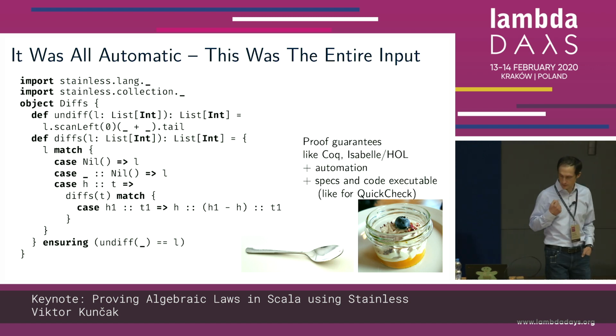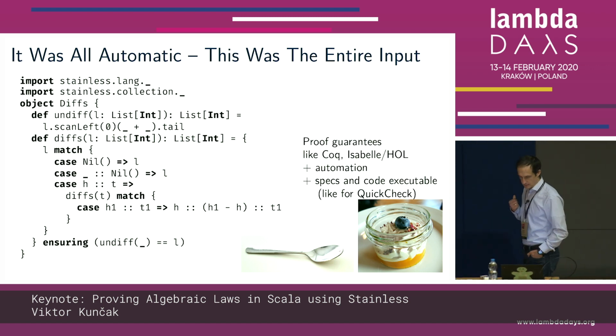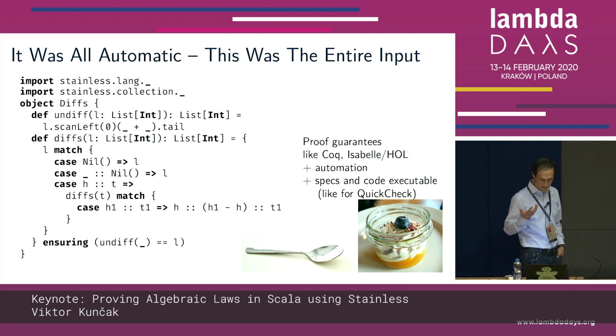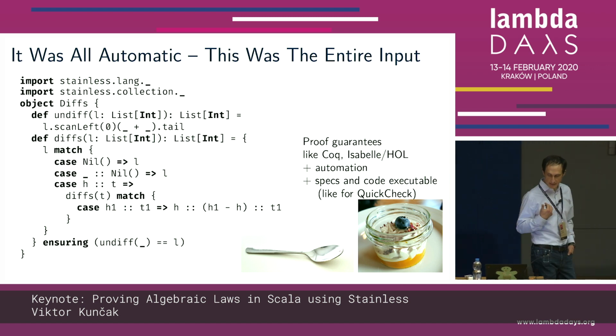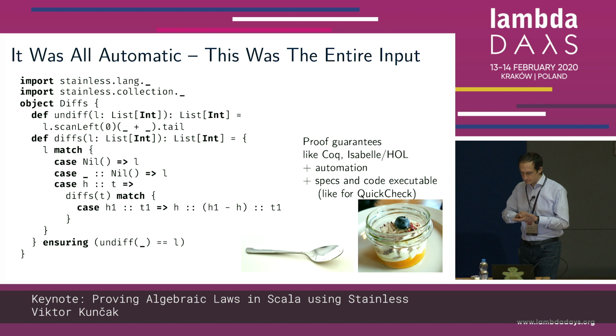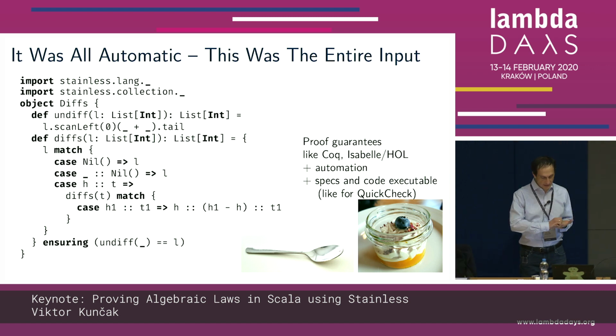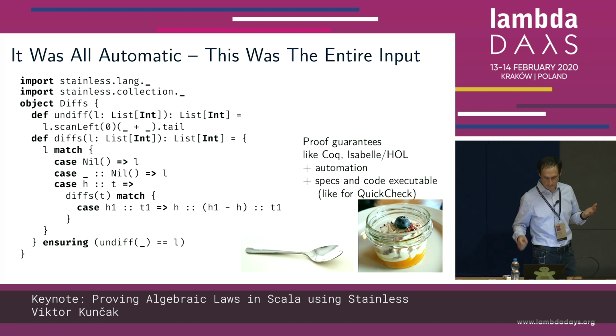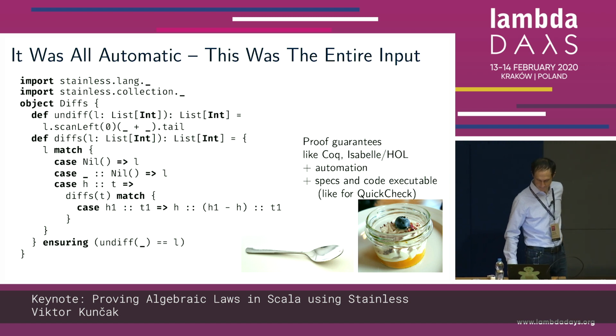Okay, so we get proof guarantees that are similar, in terms of doing symbolic reasoning and doing proofs, to those in proof assistants such as Coq and Isabelle, but in many cases we get more automation. And the specifications and code that we have used were entirely executable, much like you would use for property-driven testing.